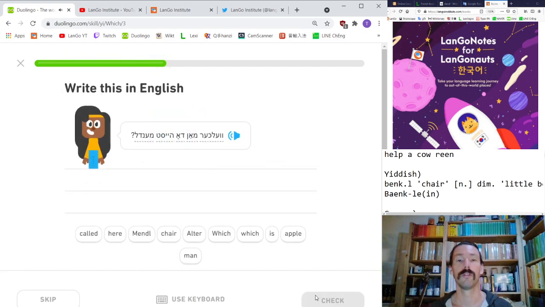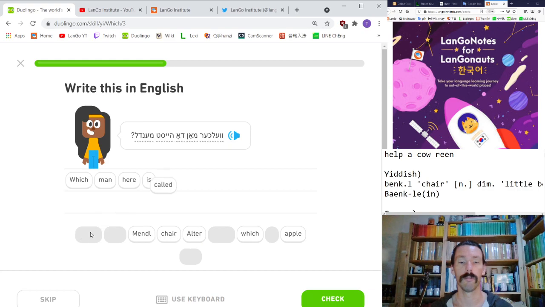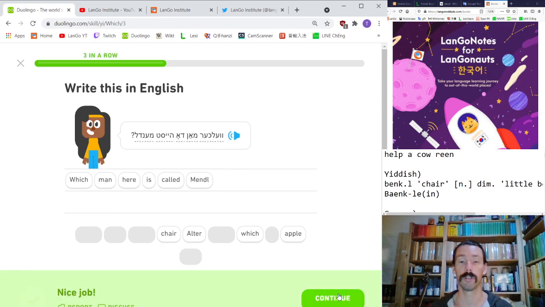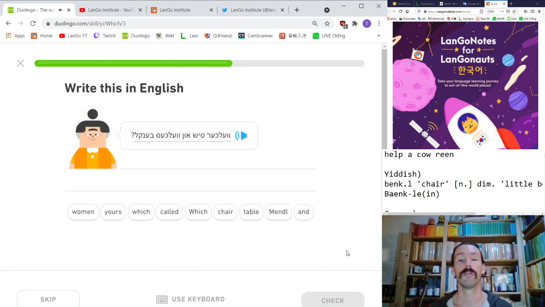Welcher Mann, du heißt Mendel? Welcher Mann? Which man here? Heißt, is called Mendel. Welcher Mann here? So masculine noun, subject. Welcher Tisch in welches Winkel? Welcher Tisch, which table, and in welches, neuter.